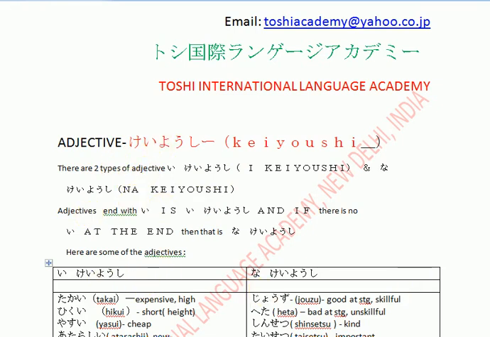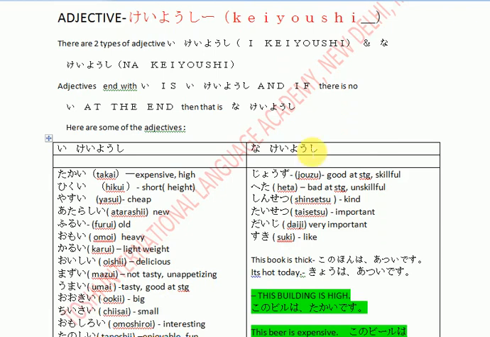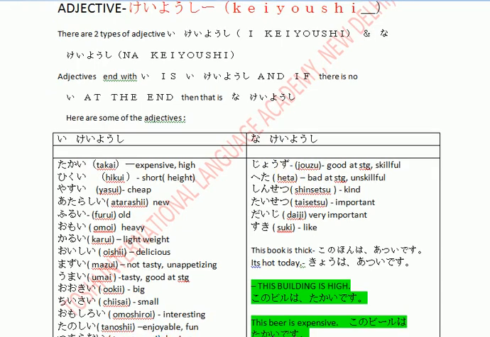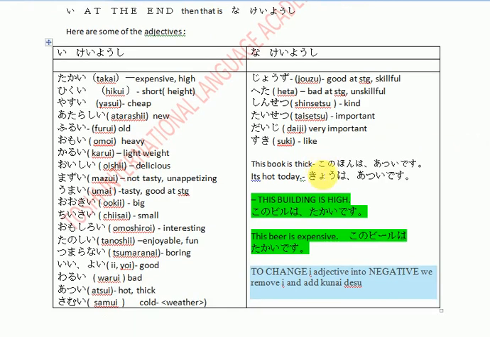Here some of the examples I have written in the box. You can see, if there is い at the end, that belongs to い adjective. If there is no い, then that is な adjective. 左側は い形容詞, 右側な形容詞. So if there is no な, means there is no い, then that is な adjective.